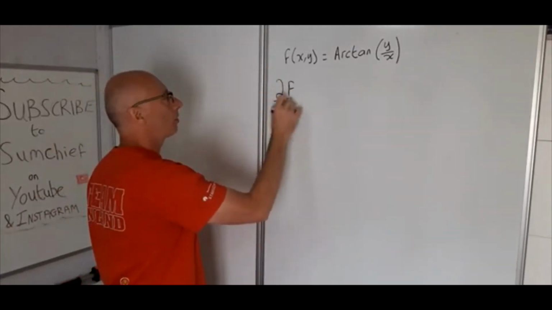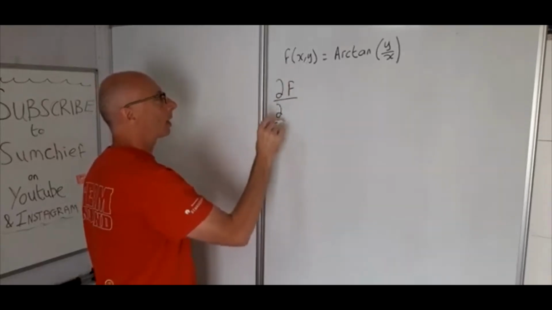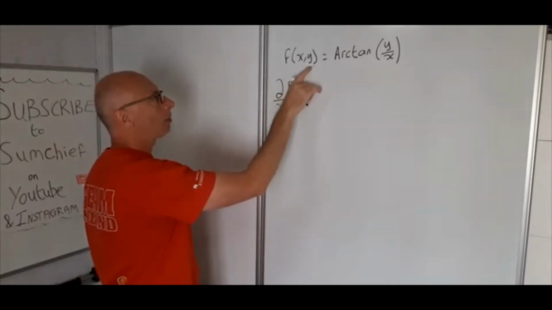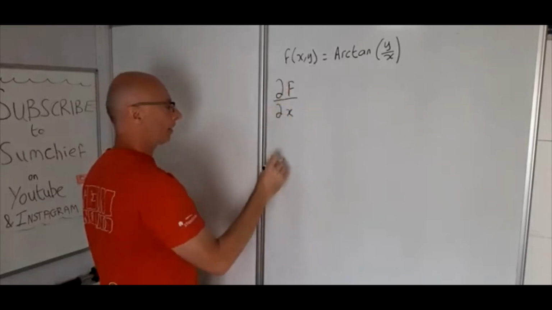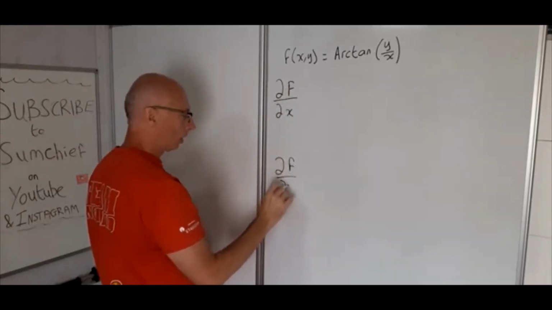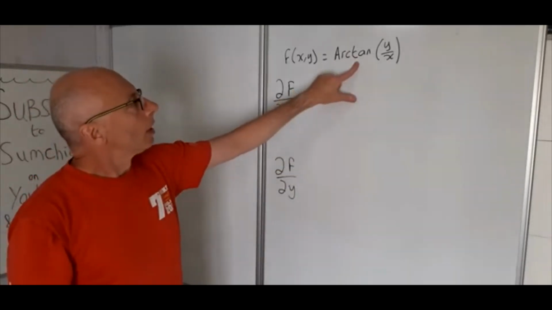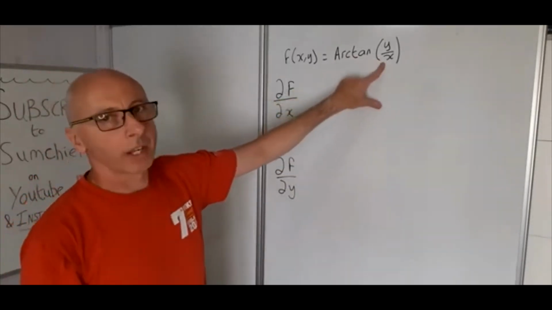So partial derivative of f, that's the name of the function. And you take it with respect to either of the variables. So here we do x, and then we'll also have a go at the partial derivative with respect to y while we're doing it. So arctangent of y over x.